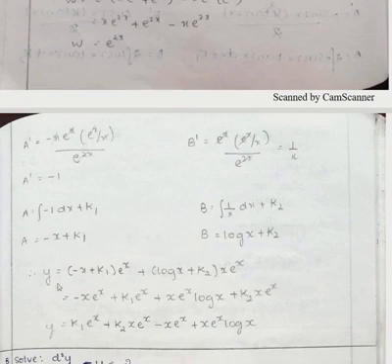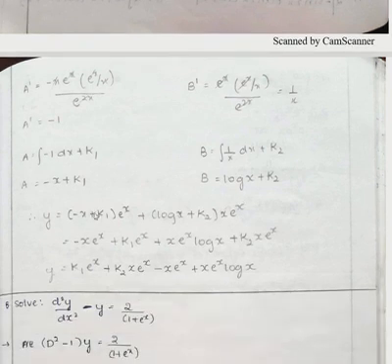Substitute A and B in equation 1. Therefore y = A e^x + B x e^x. Therefore A is (−x + k1) e^x plus B is (log x + k2) x e^x. Multiplying out: −x e^x + k1 e^x + x e^x log x + k2 x e^x. It is equal to k1 e^x + k2 x e^x − x e^x + x e^x log x.